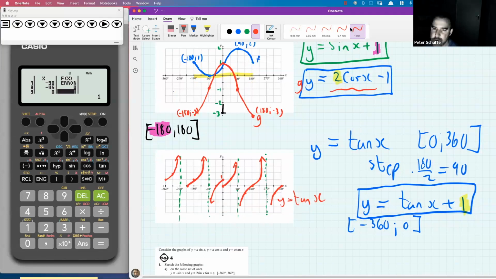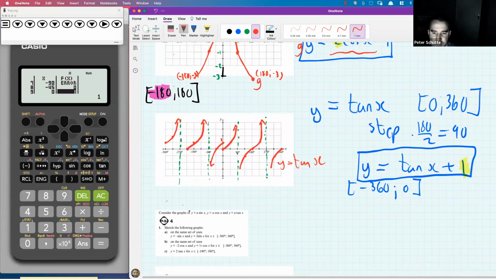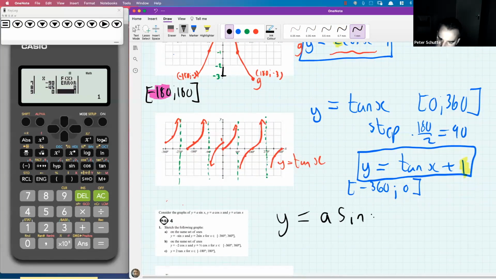Everyone, just to revise what we've done today, we've looked at what's called a vertical shift, which is basically when the number on the end shifts the graph up or down. And we've also looked at the number in front called the amplitude change, which stretches the graph vertically. We also looked at what happens if you shift the graph up or down, and then how to use our calculator to help us in that process.